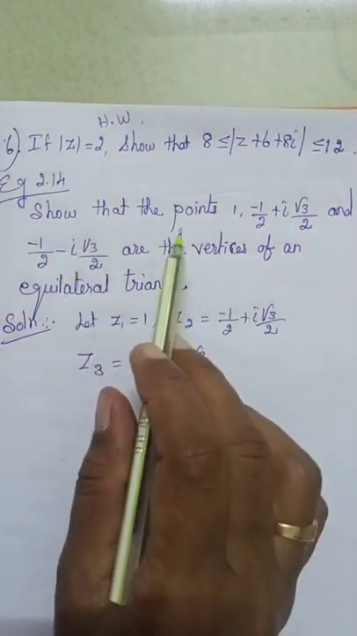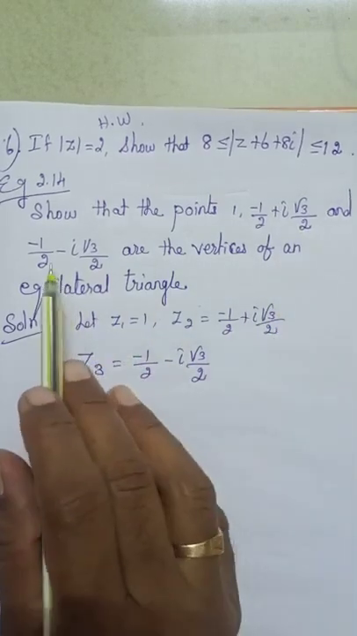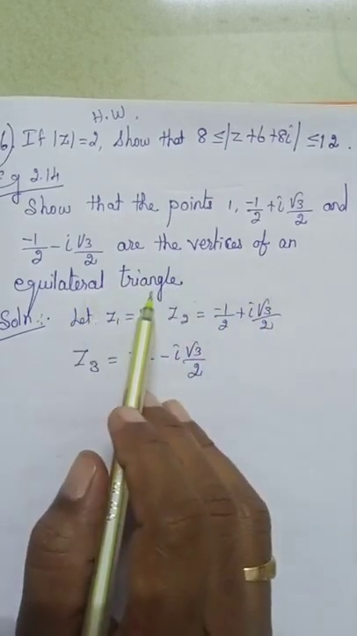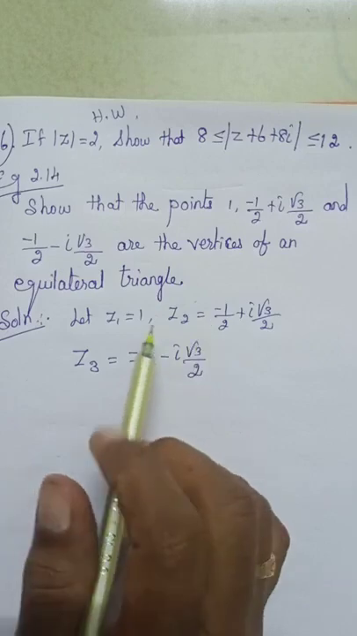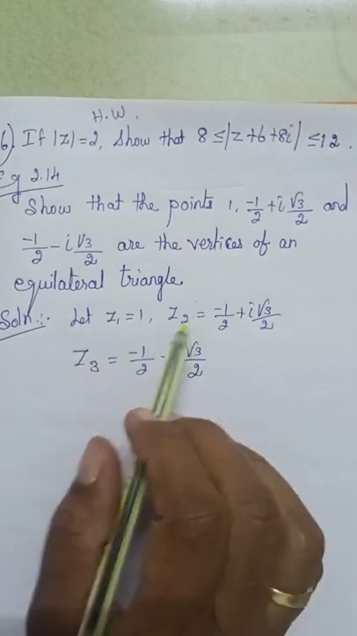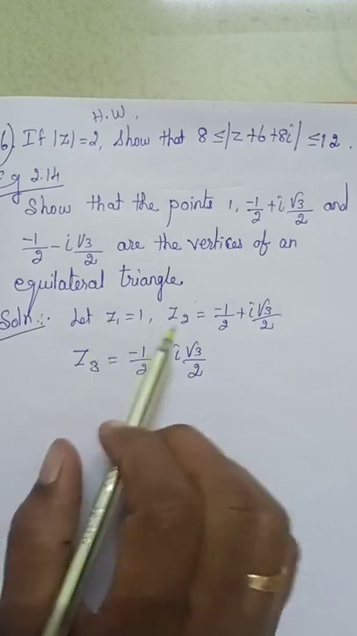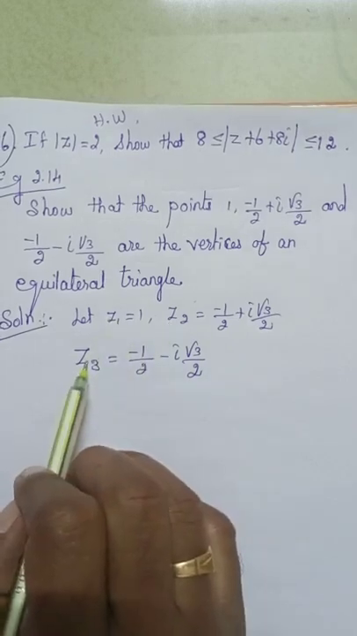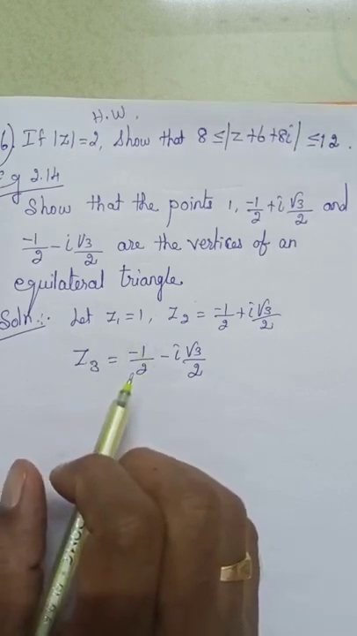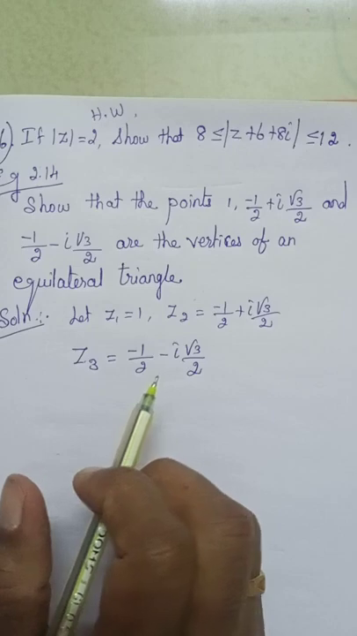Example 2.14: show that the points 1, minus 1 by 2 plus i into root 3 by 2, and minus 1 by 2 minus i into root 3 by 2 are the vertices of an equilateral triangle. So equilateral triangle means we know all the three sides are equal. Three vertices are given, so we can take let Z1, Z2 and Z3. So we have to find out the distance between the two vertices. All the three sides we have to find out. If all the three sides are equal, then we will say that the given points form an equilateral triangle.